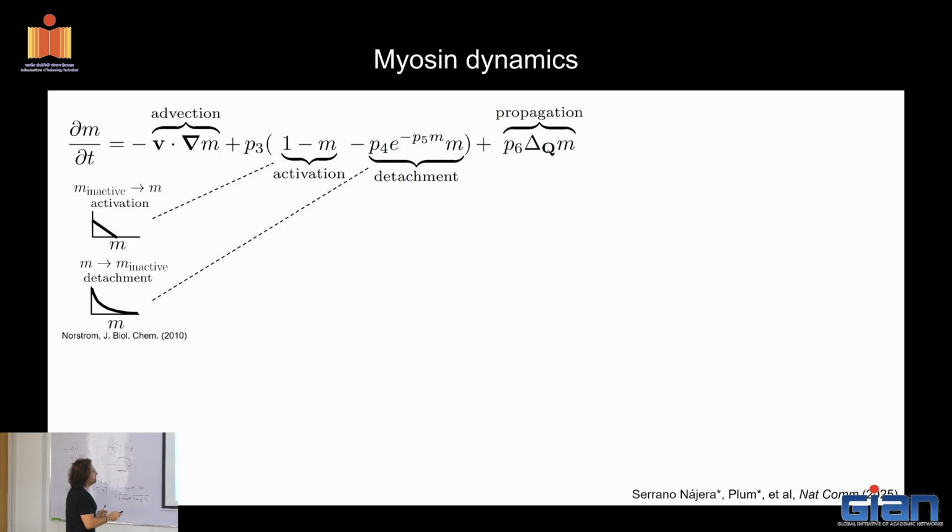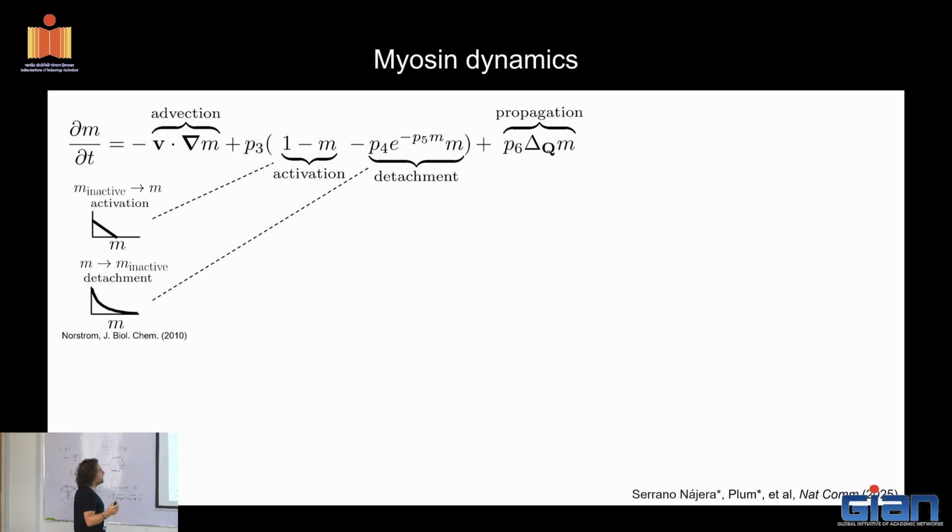This tells you that the coefficient that governs the detachment, the detachment rate, is going to be dependent on myosin and has this exponential form, consistent with these experiments. This m should be tension, but if you do a little bit of calculation, you can see that at a long time scale, which you can find in this paper, myosin is a good proxy of tension. So it simplifies the equation.